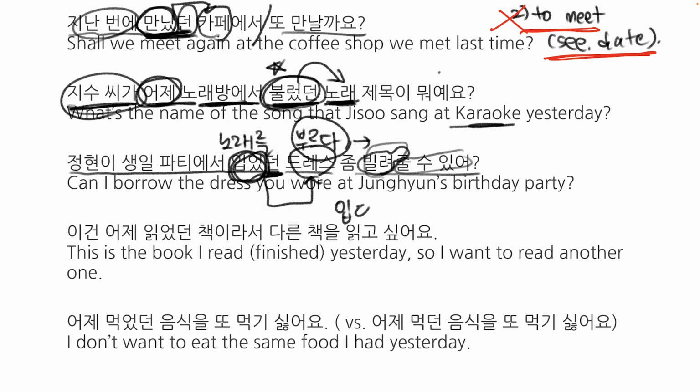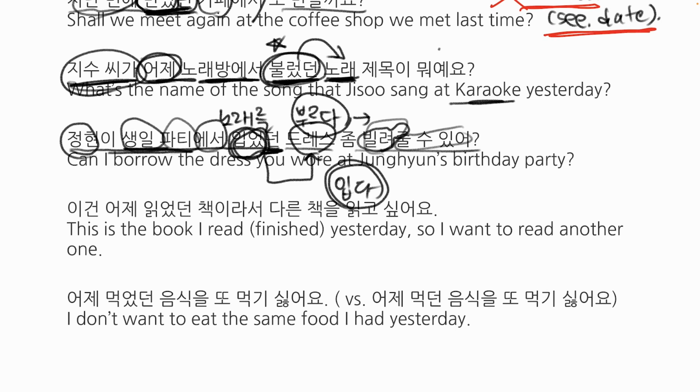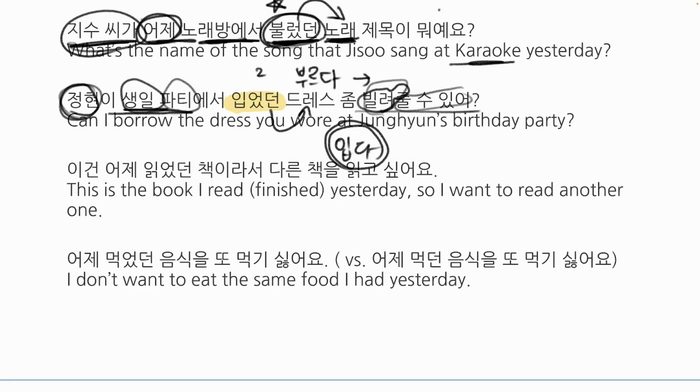입다 means to wear, right? That you wore at 정현's birthday party. So wearing is also a one-time action that finishes in the past, so you can say 입었던 드레스, something that happened and completed in the past. Next one, 이건 어제 읽었던 책이라서 다른 책을 읽고 싶어요. So 이건, this is 어제 읽었던 책, the 책 that I read.